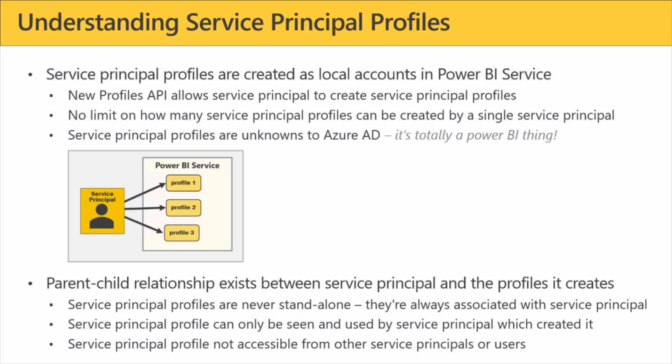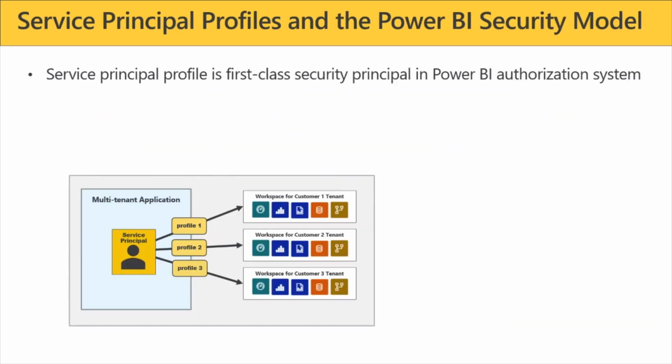Also, the service principal is the only one that can see and use the service principal profiles it creates. So you can't create a profile in Service Principal 1 and switch it over to Service Principal 2. They each create them independently, and there's not going to be anything through the Power BI service UI that ever tells you a service principal profile is there. There's no particular list. Now, the way that we're going to work this is that our application just needs a single service principal, but it's going to be creating service principal profiles.